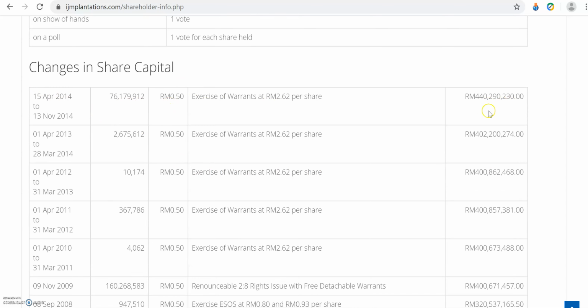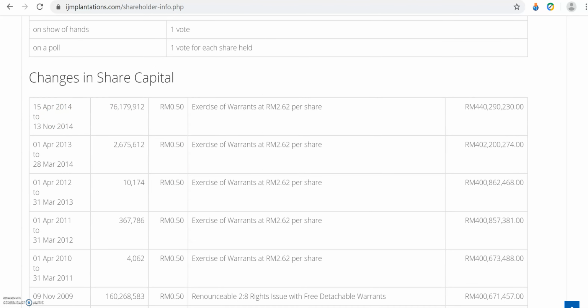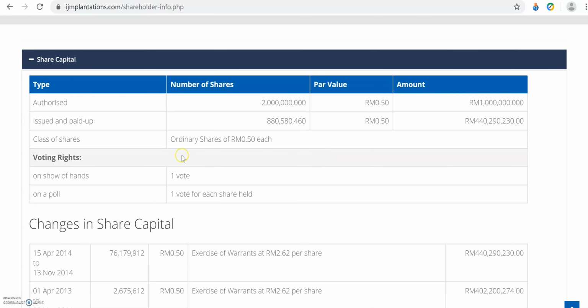These are the changes of the share capital. They only show up until 2014. And if you see here, what are the voting rights? You can only have voting rights: on a show of hands, 1 vote, and for a poll, 1 vote for each share. For this company, they only have ordinary shares of 50 cents each. They only have 1 class of share. So this was what was authorized.